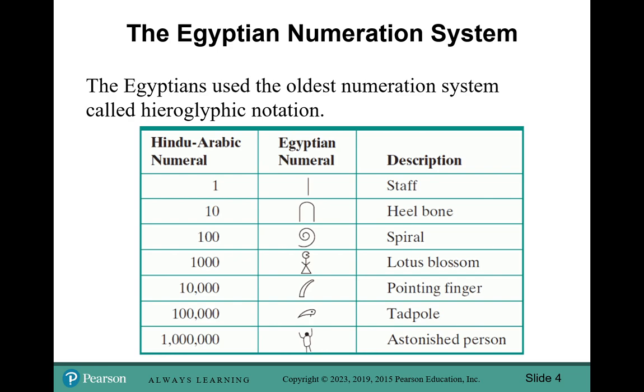So our representation of 1 is a simple staff in Egyptian numerals. Our representation of 10 is a heel bone. The representation of 100 is a spiral. The representation of 1,000 is a lotus blossom. The representation of 10,000 is a pointing finger. The representation of 100,000 is a tadpole. And the representation of 1,000,000 is an astonished person.